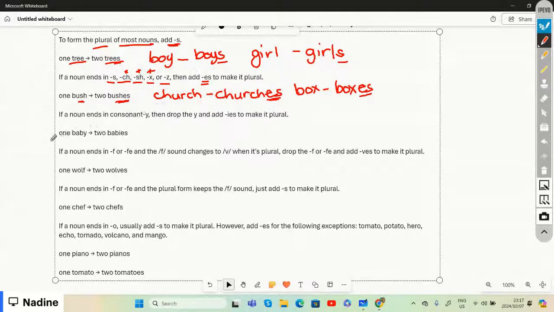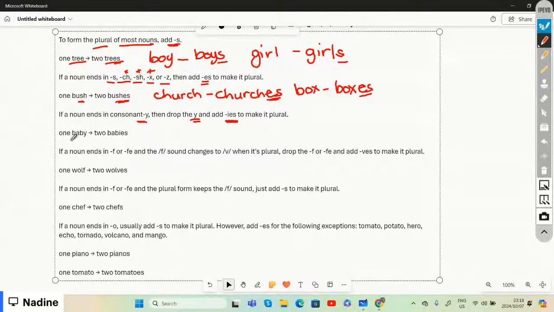All right, now we're going on to the next rule. It says, if a noun ends with a consonant Y, then we need to drop the Y and add IES to make it plural.